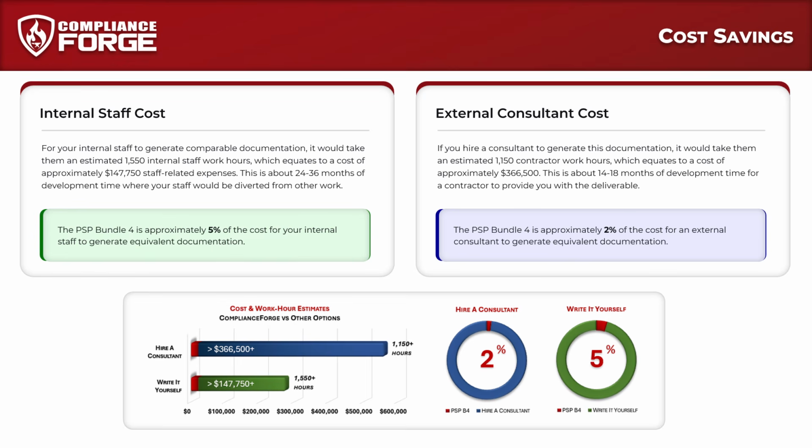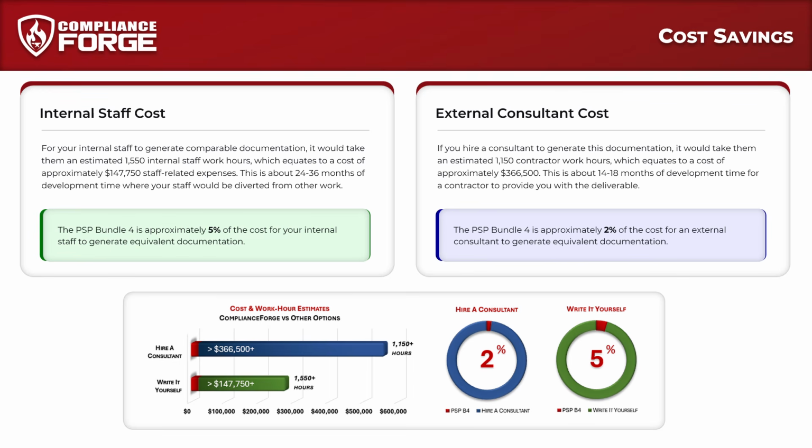For your internal staff to generate comparable documentation, it would take them an estimated 1,550 internal staff work hours, which equates to a cost of approximately $147,750 in staff-related expenses. That is about 24 to 36 months of development time, where your staff would be diverted from other work. If you hire a consultant to generate this documentation, it would take them an estimated 1,150 contractor work hours, which equates to a cost of approximately $366,500. That is about 14 to 18 months of development time for a contractor to provide you with the deliverable.